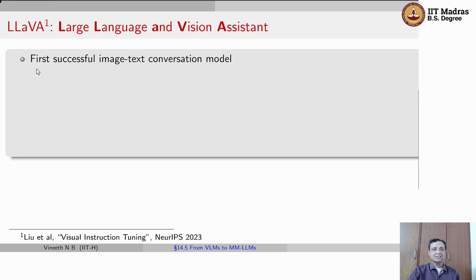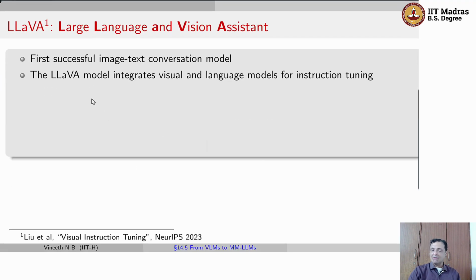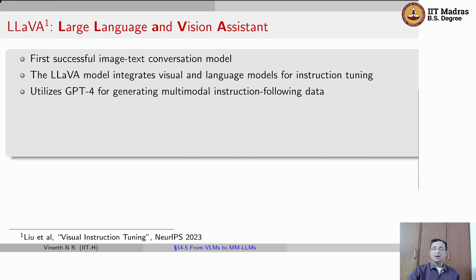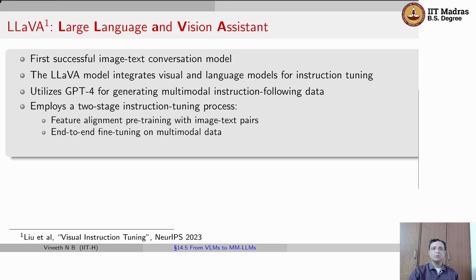LLaVA was the first successful image text conversation model in this context. The LLaVA model integrates vision and language models for instruction tuning, where the goal is to tune the instructions to an LLM. The LLM stays as it is in this particular context. LLaVA utilized GPT-4 for generating its multimodal instruction following data. We will see a few examples of their data as we go forward in this lecture.